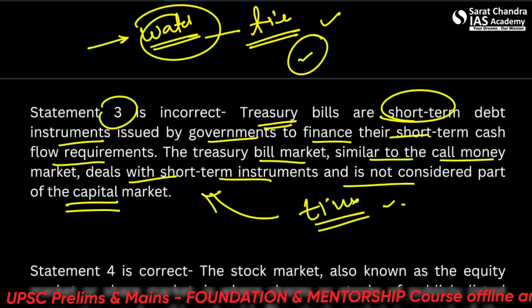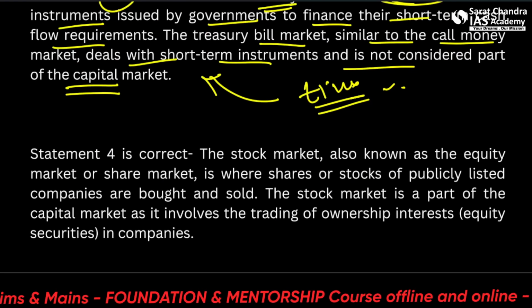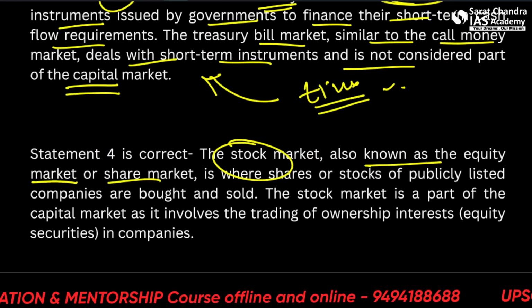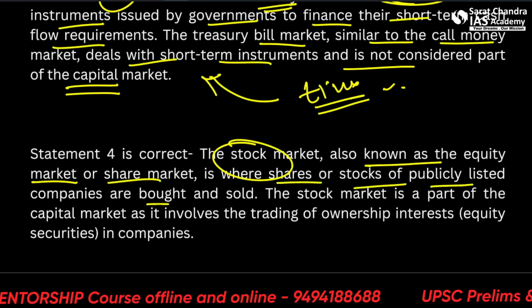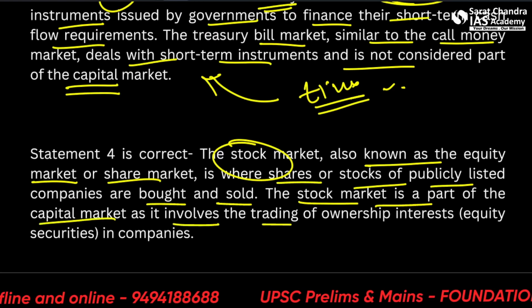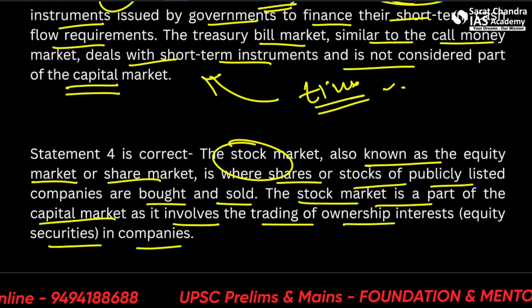Okay. Statement 4 is correct. The stock market, also known as the equity market or share market, is where shares or stocks are publicly listed and are bought and sold. The stock market is part of the capital market that involves the trading of ownership interest in companies.